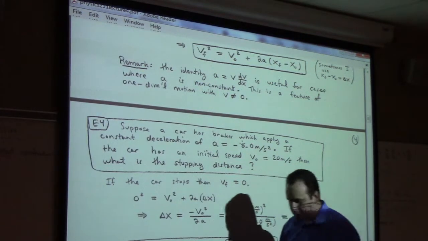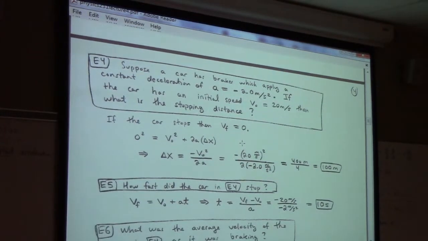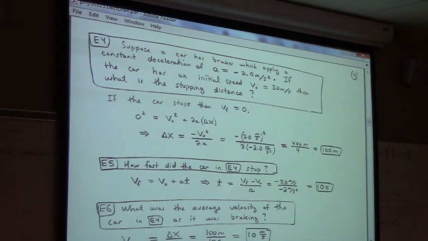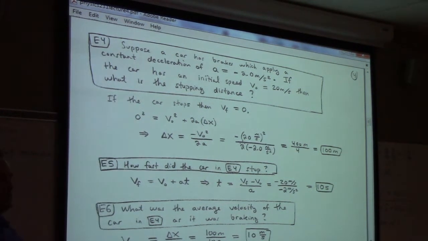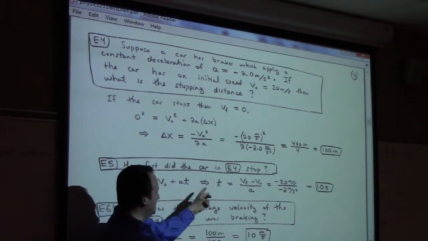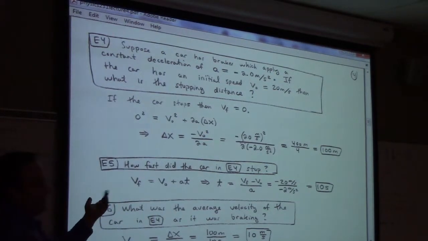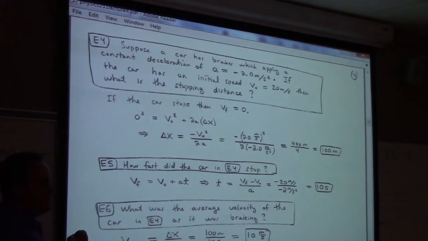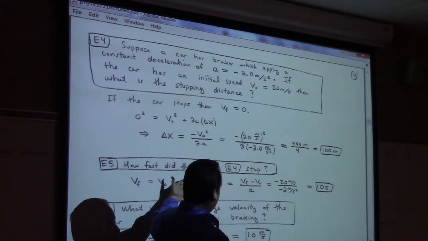Pretty typical example. Now, I added a little bit to that question. How much time did it actually take for that to happen? There I would have to go back and use v_f equals v naught plus at. The time is the final velocity minus the initial velocity, divided by a. The final velocity is 0, the initial velocity was 20 meters per second, and the acceleration is -2, so there you go. 10 seconds.